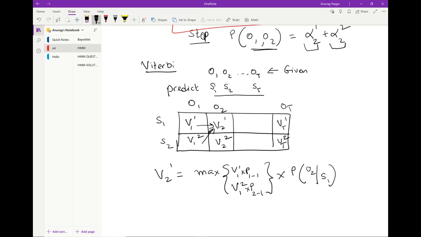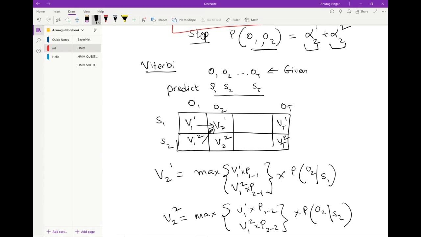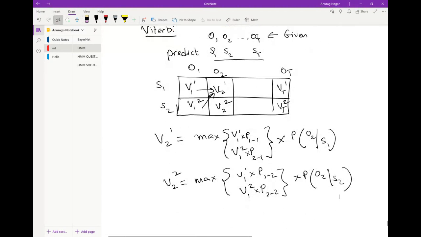Similarly, what will be V22? Well, pretty obvious, the max of V11 multiplied by the probability of the 1 to 2 jump, and V12 multiplied by the probability of the 2 to 2 jump, multiplied by the probability of O2 in state S2. So that is the only difference between Viterbi and the forward algorithm. So you fill in these values and you compute all the way up to the end.